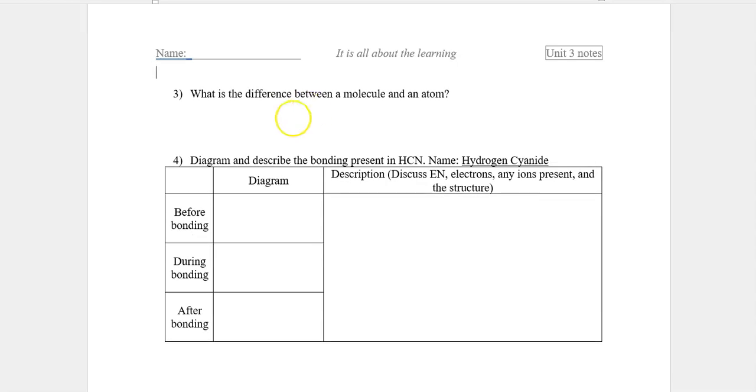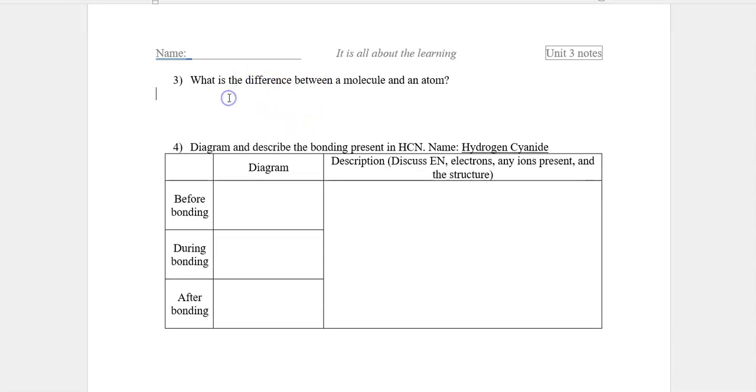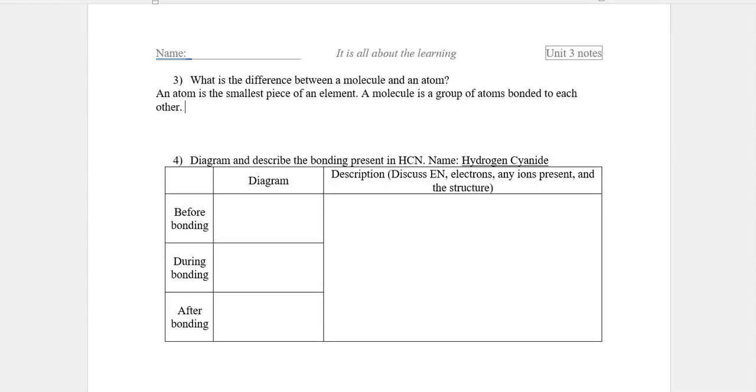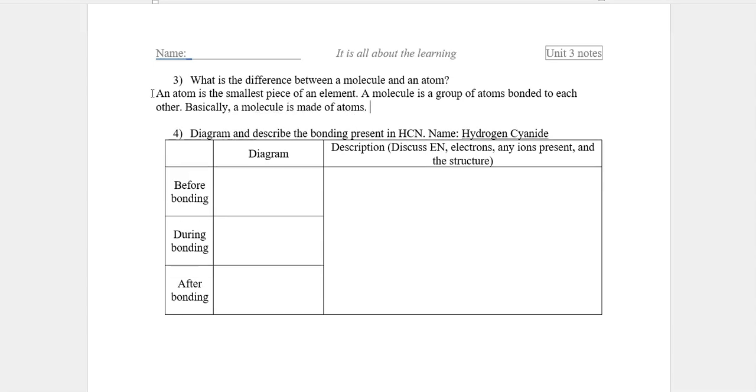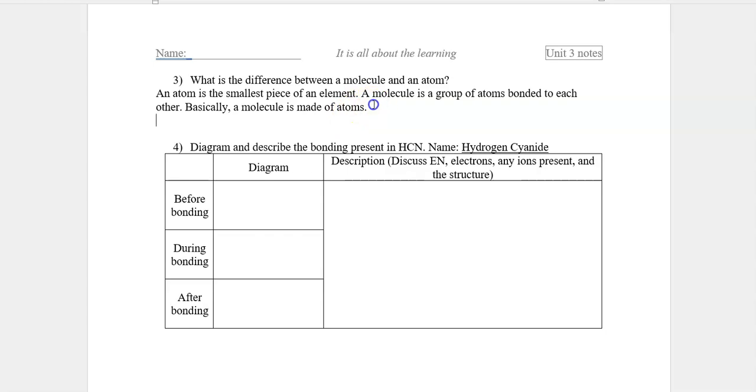What is the difference between a molecule and an atom? Do it on your own first if you haven't. An atom is the smallest piece of an element. A molecule is a group of atoms bonded to each other. Basically, a molecule is made of atoms. So molecules are always bigger.